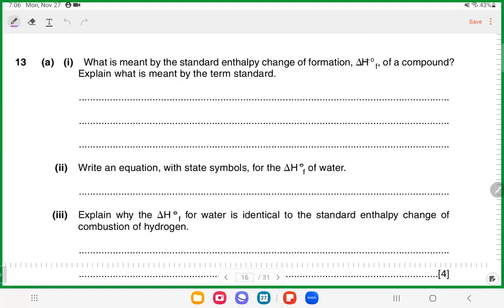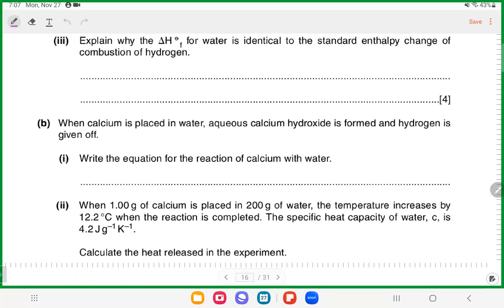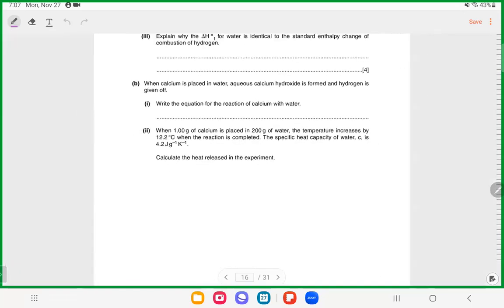Can you do part 1 and 2? Part 1 and 2 will be done. Copy paste the definition. Write down the equation for the formation of H2O. Third part, see what I just told you. Explain why the formation of water is identical to the standard enthalpy change of combustion of hydrogen. In both, 1 mole of water is formed as a result of a reaction of hydrogen with the excess of oxygen, okay? Write down Q is equal to MC delta T.